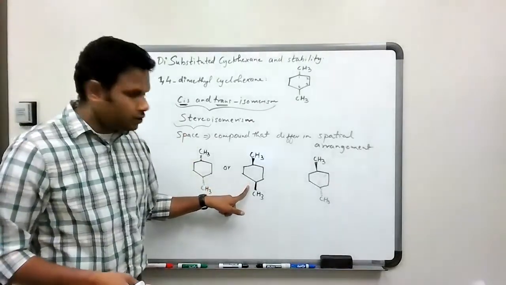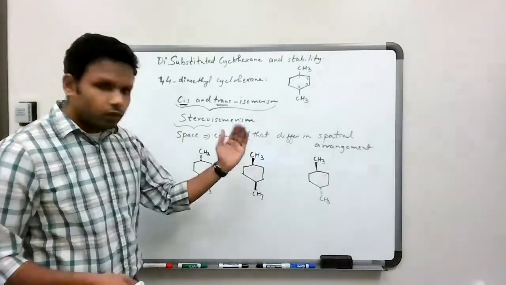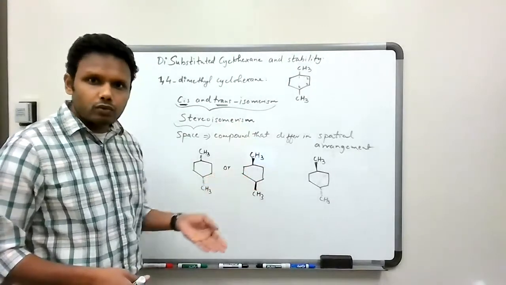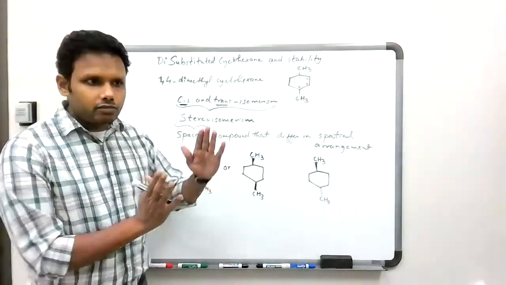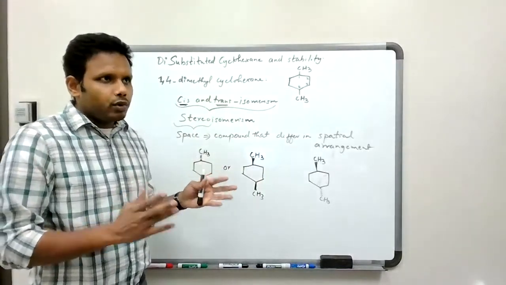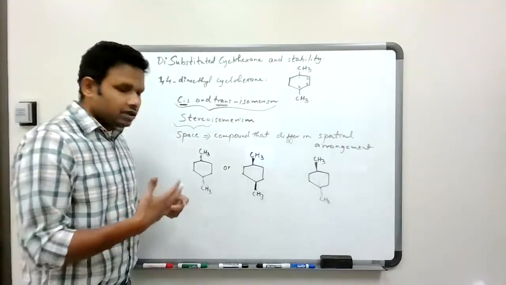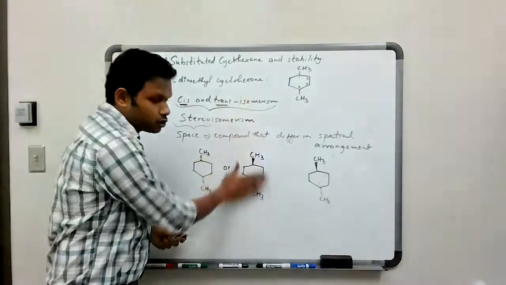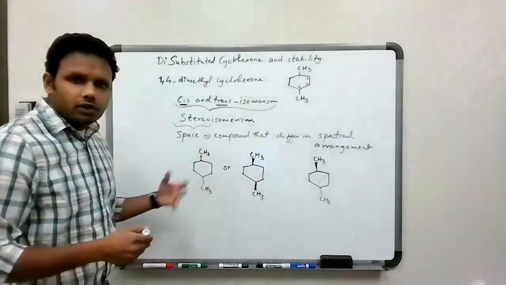Come to the second structure, both methyl groups are on wedge bonds. They're both pointing outside the plane of the whiteboard, or again, simply put, they're pointing in the same direction. Now, we don't mean same like they're both pointing up or both pointing down. We're saying in the same direction with respect to the plane of this whiteboard. Okay, they're pointing in the same direction.